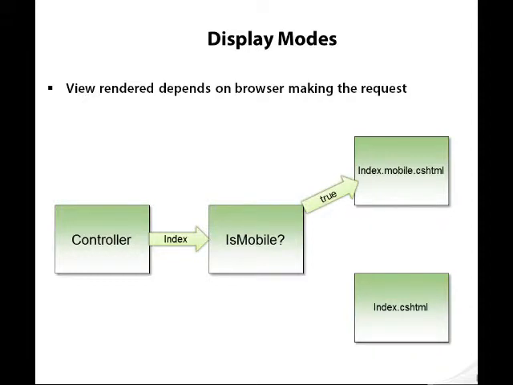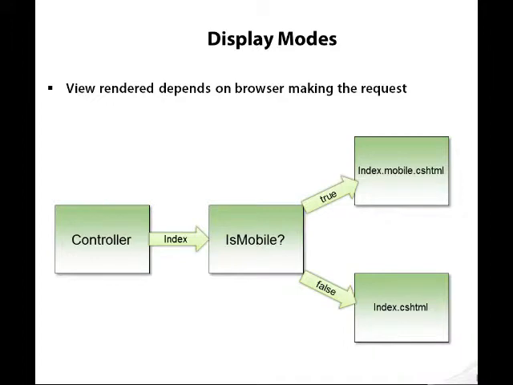On the other hand, if the request is from a desktop version of Internet Explorer, the runtime will say, no, this is not a mobile browser, and it will render the index.cshtml view. If there was no .mobile view, it doesn't matter if the browser is mobile or not. The index.cshtml view will render like it always would.